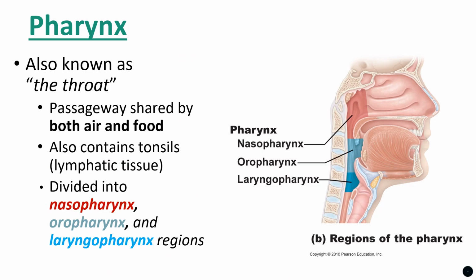Next, we're going to get into the pharynx. This is also known as the throat. It is a passageway that is shared by both air and food. It's also going to contain our tonsils. Remember that lymphatic tissue that we talked about last week? It is going to be divided into the nasopharynx, the oropharynx, and the laryngopharynx. And you can see those go right in order, just like that.